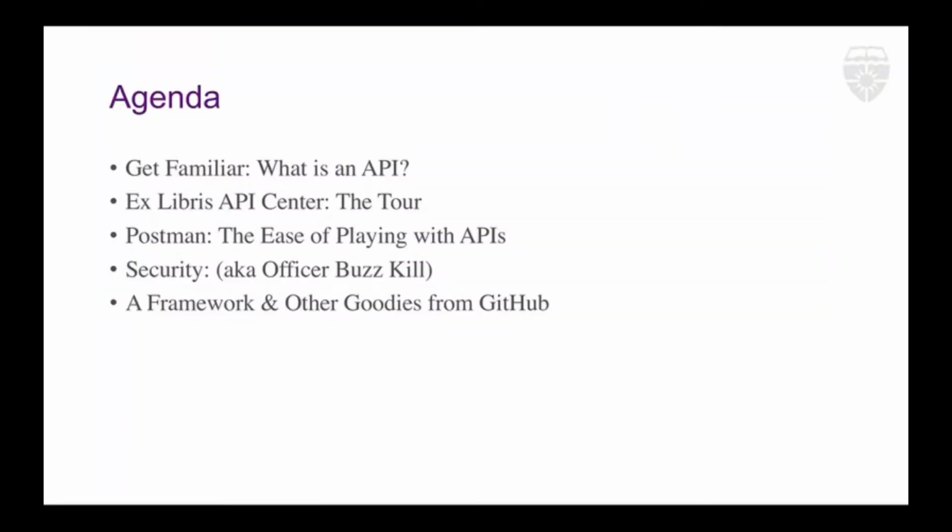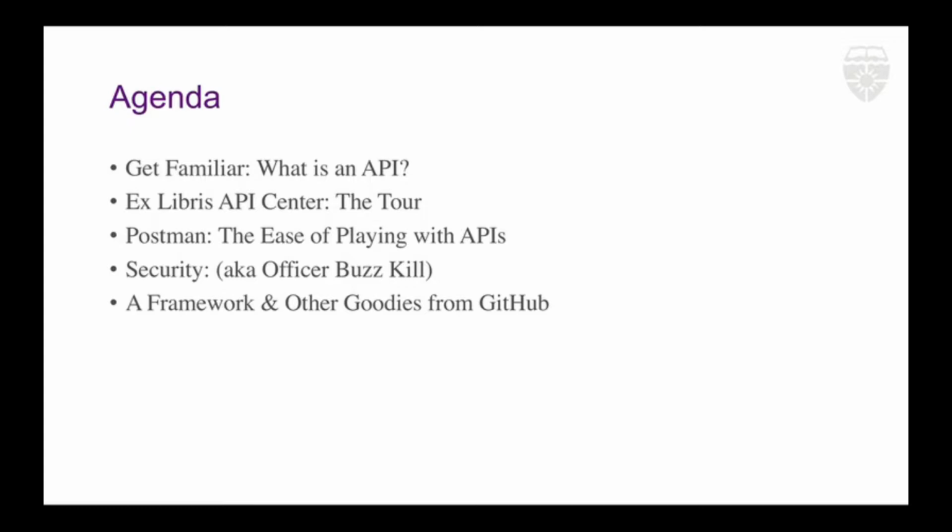So we're going to get familiar. What is an API? Then we're going to talk about the Ex Libris API Center. When I sat in, we went live with Ex Libris, Alma Primo, just over a year ago. And when I was sitting in on the implementation as a developer, and they were going over the API Center, I was amazed that you could just go in there and play around with things. It was actually pretty cool. So as a developer, I was thinking of all these things we could do.